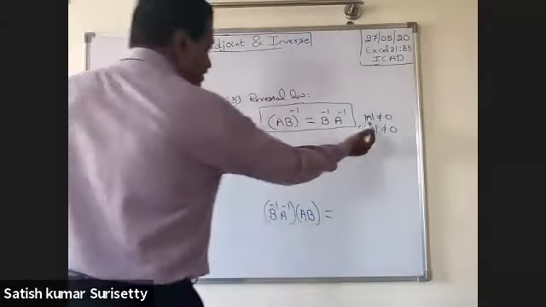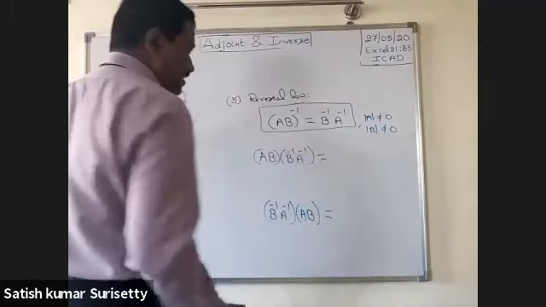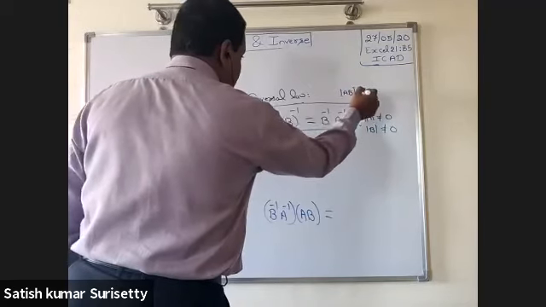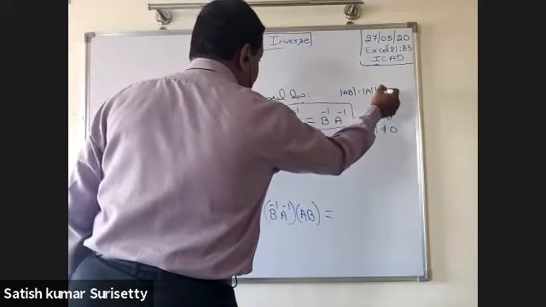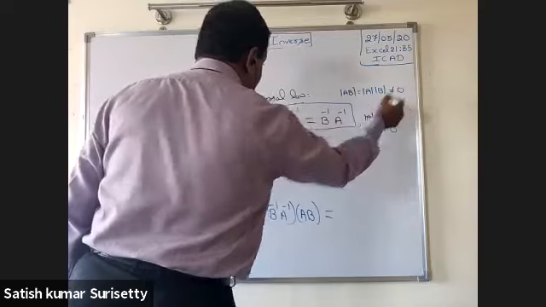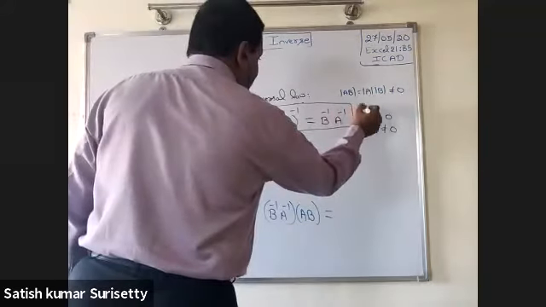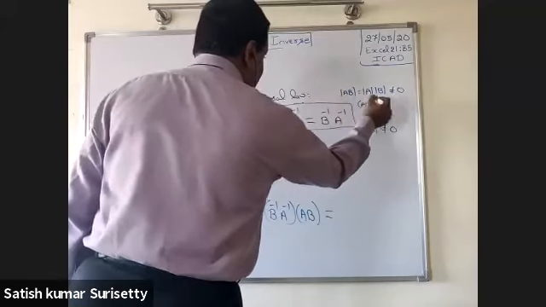Since determinant of A not equal to 0, determinant of B not equal to 0. Previously you have proved determinant of AB equal to determinant of A into determinant of B, which is also not equal to 0. Hence you can say that AB inverse exists.